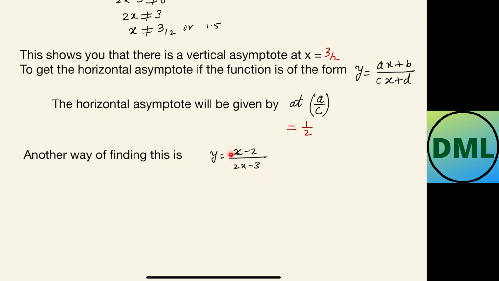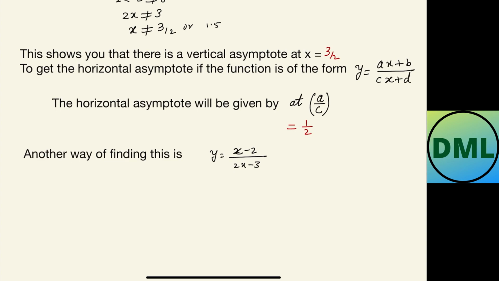The value for A is 1 and the value of C is 2. My horizontal asymptote will be at A by C, which is 1 over 2. It shows that my graph won't touch 1 by 2 on the y-axis. There is one more method to find out the horizontal asymptote, that is, at what value the graph is not touching on the y-coordinate.